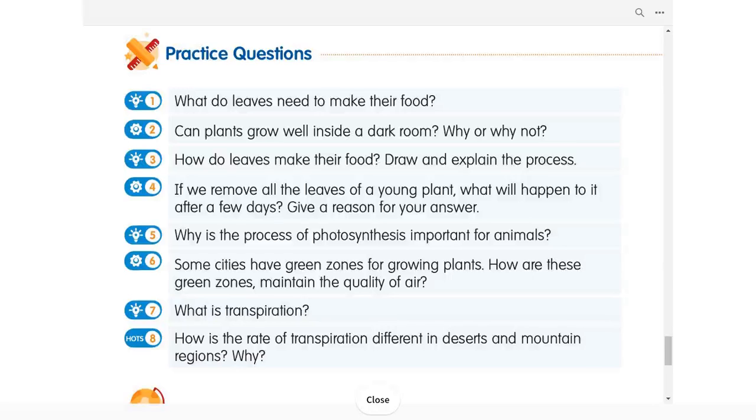Next question. If we remove all the leaves of a young plant, what will happen to it after a few days? Give a reason for your answer. The plant must die, isn't it? Yes. The plant will die because leaves make food for the plant.